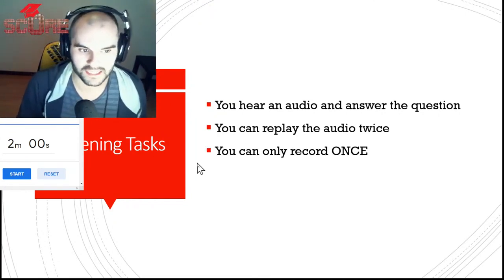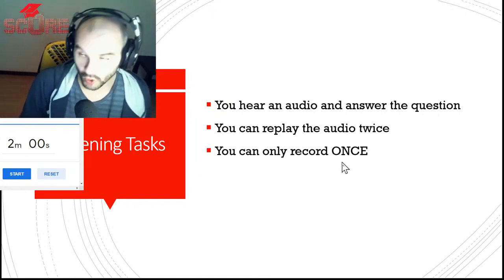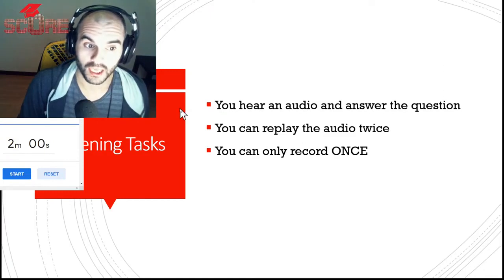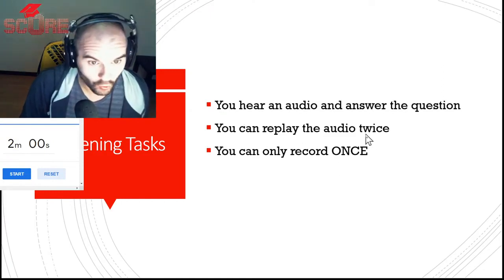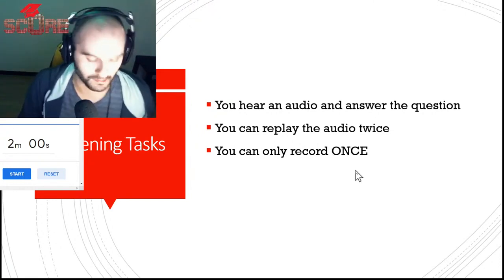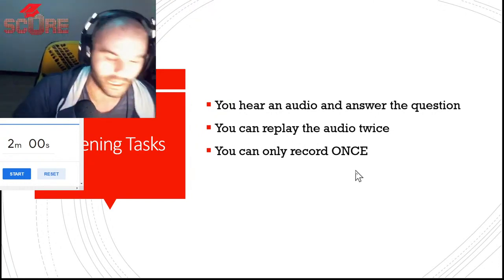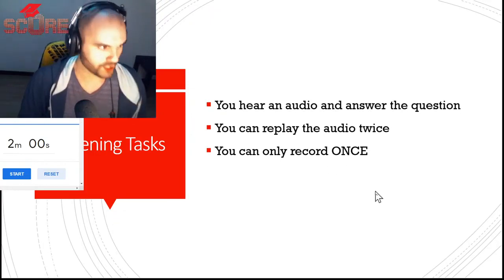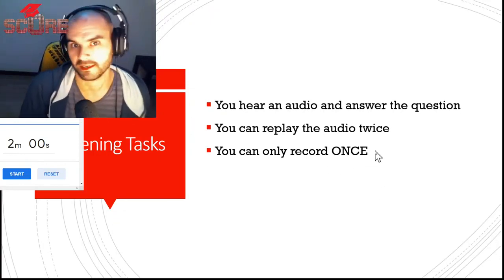The thing to understand is that you can only record your answer once. So if you start hitting record, that's it. You can't go back and hear the audio again. You can't stop in the middle and be like, oh wait, I should have listened to that again. Let me do that. No. That's it. Once you hit record, you are locked in.